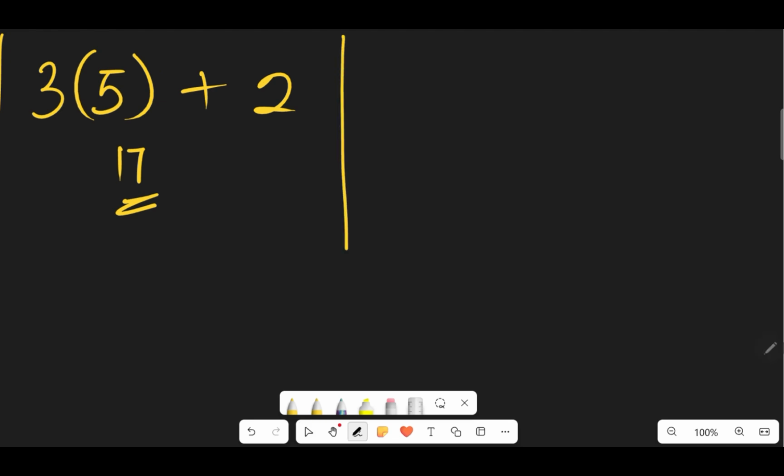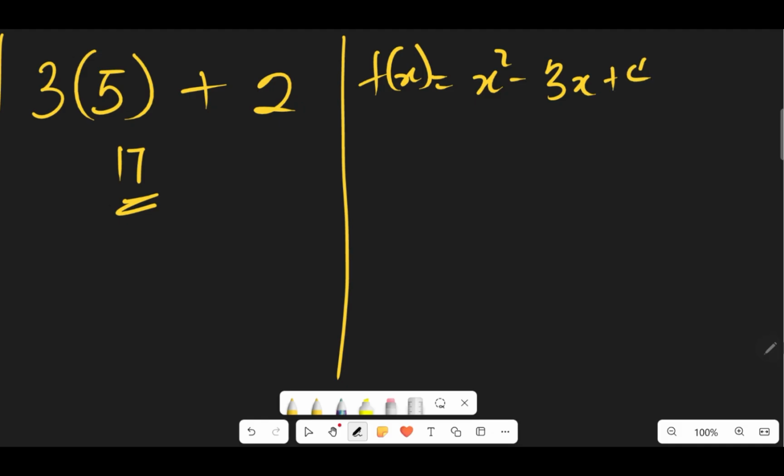Now let's move straight to question 2. Now question 2 says that if f of x is equal to x squared minus 3x plus 4, we should find f of minus 1. It's similar to the first one, but there's a slight difference. So I want you to pause the video and solve it. After you are done, then we do it together. So pause the video and solve it.